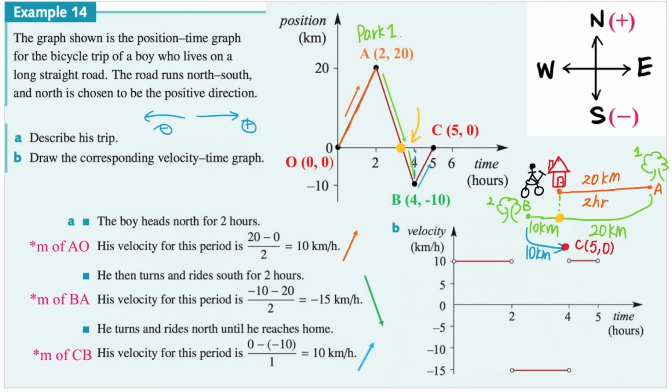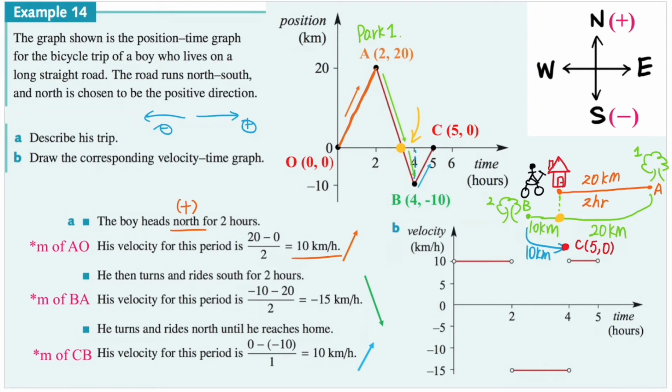We can now find the average velocity. So the boy heads north for 2 hours. This was described by this orange line here. His initial position is 0, 0. So at time 0 hours, he traveled 0 kilometers. That's our initial position. After 2 hours, he's now 20 kilometers away from point O. Using these 2 coordinates, point O and point A, we can find the gradient, which also happens to be the average velocity in this case. So 20 minus 0 over 2 minus 0, which is 2, that's going to be 10 kilometers per hour. And does this make sense? Yes, because he heads north, and north is defined as the positive direction in this case. So the average velocity will also be a positive number.